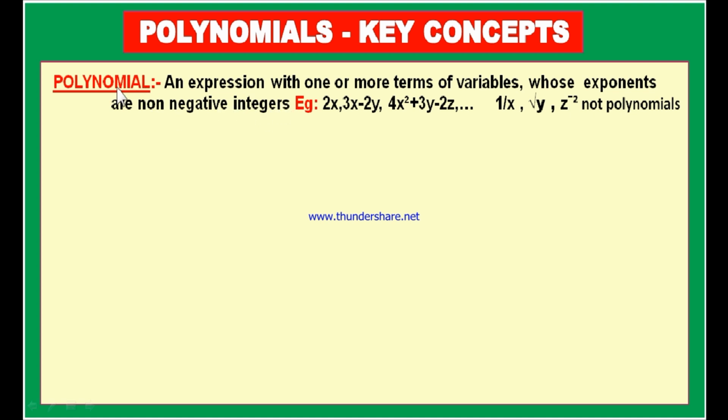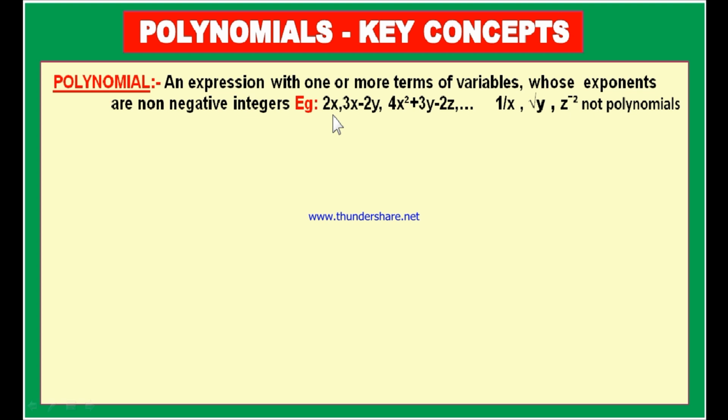Therefore, a polynomial is nothing but an expression with one term of the variable or more than one term, and these terms may contain variables, and if they contain variables, then the exponent of the variable should be a non-negative integer. For example, if the exponent of the variable is a negative integer, then it is not a polynomial. It is just an expression only.